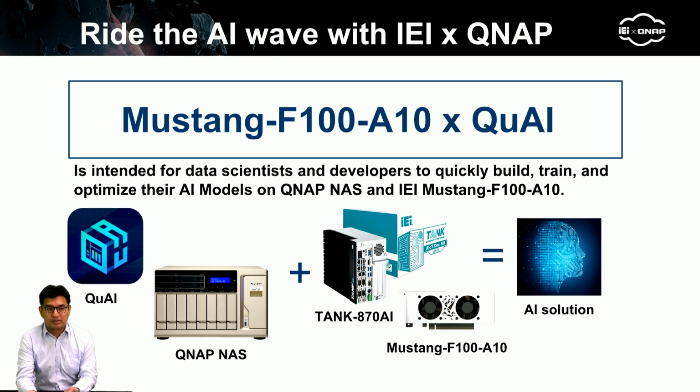And then for the inference part, we recommend you use the Tank. IEI Tank is a great IPC with a lot of network compatibility, and we also add more computing power using computing cards like FPGA. So you can build a complete turnkey solution from training to inference.